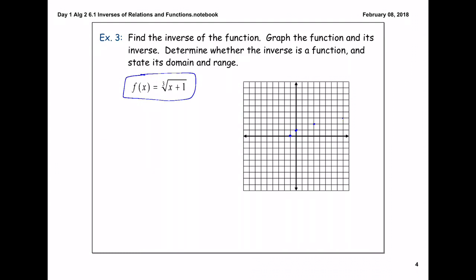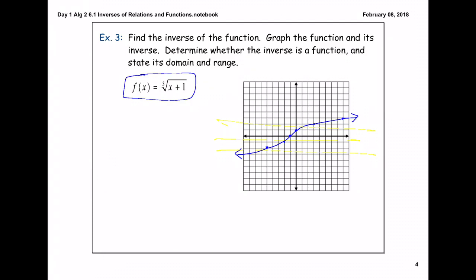up 1 over 5, down 1 over 1, down 1 over 3, down 1 over 5. So our cubed root function looks something like this. Our actual function is a function. To determine if our inverse is a function, we can use our horizontal line test. And looking at this, there are no two x values for the y values, so it passes the horizontal line test, so our inverse is a function.